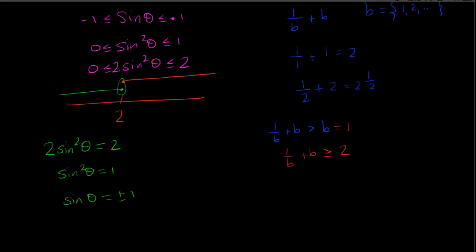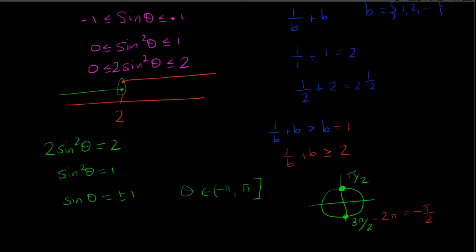We had the condition that theta was between negative pi and pi. Okay, so let's see. Sine is positive 1 and negative 1 at pi over 2 and 3 pi over 2. But 3 pi over 2 is not in the interval between negative pi and pi. So I'm going to subtract 2 pi from 3 pi over 2 and get negative pi over 2. So theta is either negative pi over 2 or pi over 2. And that's our final answer.